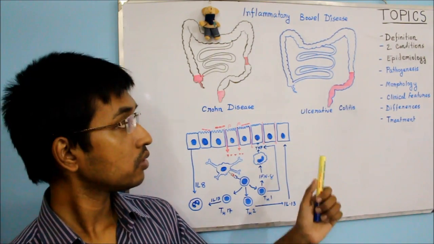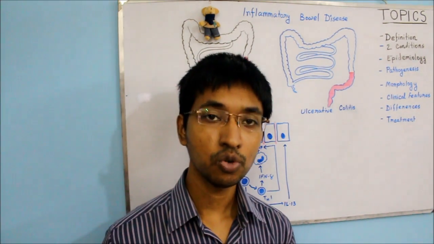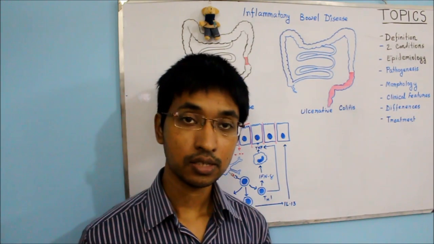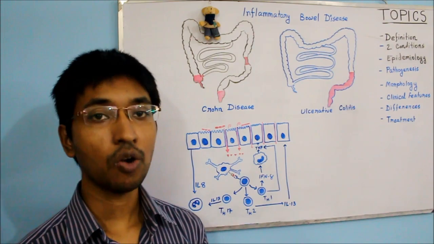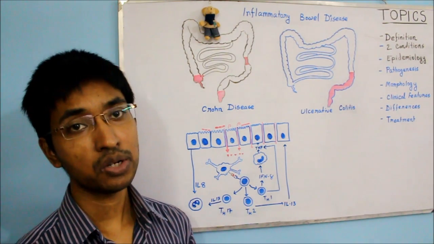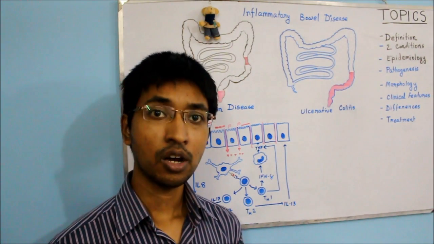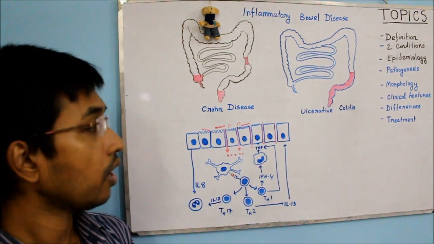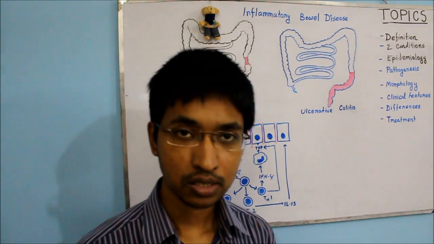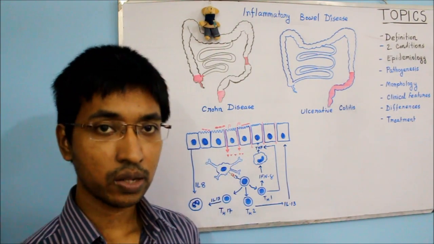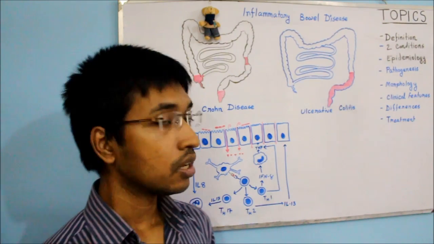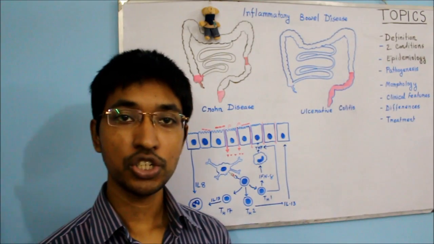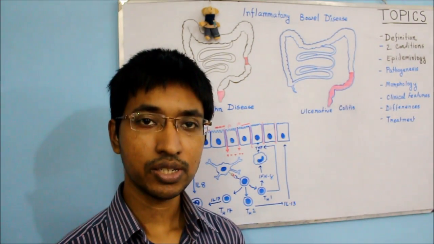So now that we have defined the disease, we will move on and talk about the two conditions that comprise inflammatory bowel disease. Always remember, inflammatory bowel disease comprises two conditions. They are Crohn's disease and ulcerative colitis. So we will talk in detail about these two diseases. For the moment, let's now focus on the epidemiology of inflammatory bowel disease.